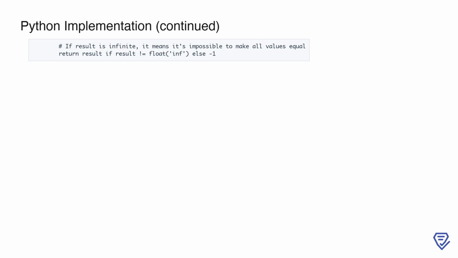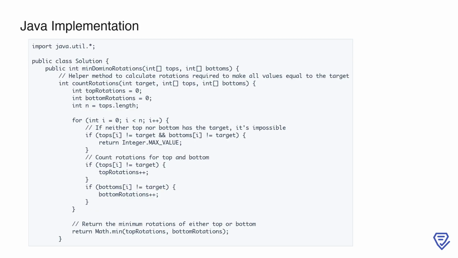This completes the implementation, providing an efficient method to solve the problem by focusing on only 2 potential target values and minimizing unnecessary computations. Here, we begin implementing the solution in Java. The minDominoRotations method takes 2 integer arrays, tops and bottoms, representing the top and bottom halves of a row of dominoes. To solve this problem, we define a helper method, countRotations, which calculates the number of rotations required to make all values in a row equal to a given target.